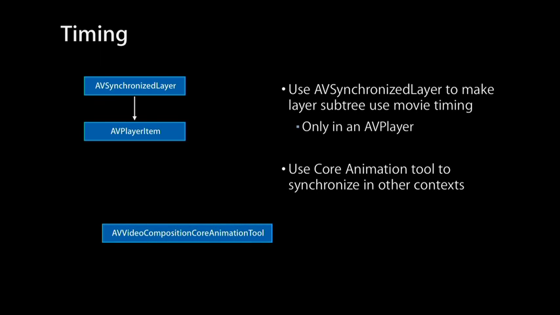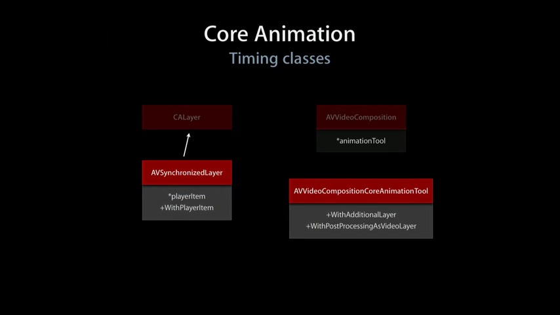This is attached to a video composition. That is, I have to have a video composition in order to sync in other contexts. Now, both of these objects are constructed only with class methods. AV synchronized layer is created with a with player item. That's a shortened name. It's actually called synchronized layer with player item.